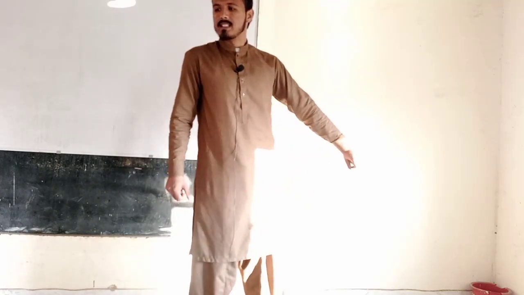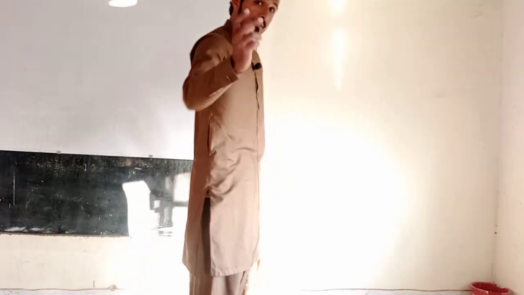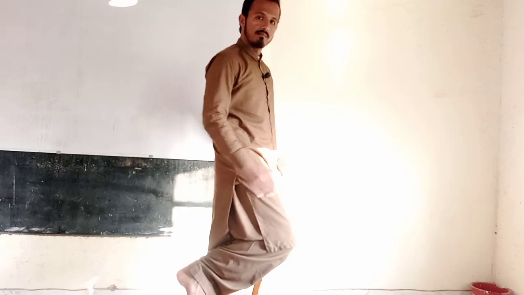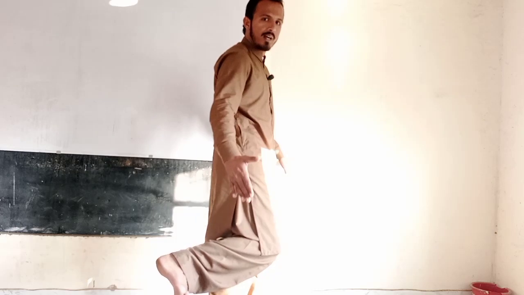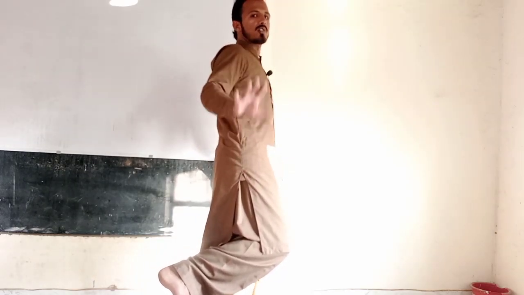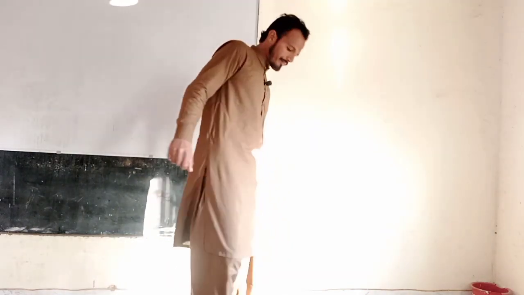Now next we have internal and external rotation. Focus on my point. This is extension and flexion at the knee joint. If it moves inside the body, it is called internal rotation, and if it moves outside the body, it is called external rotation. The degree of external rotation is 45 and internal rotation is 40. Okay.